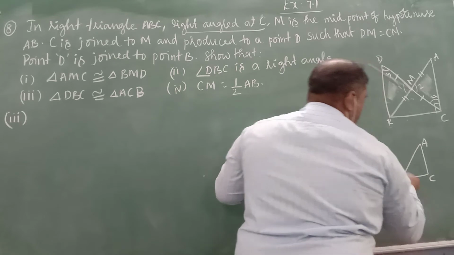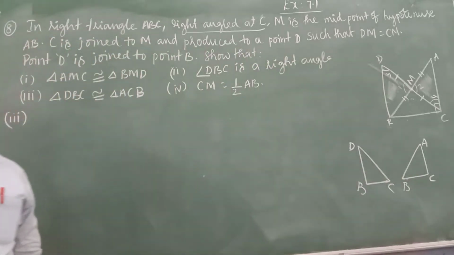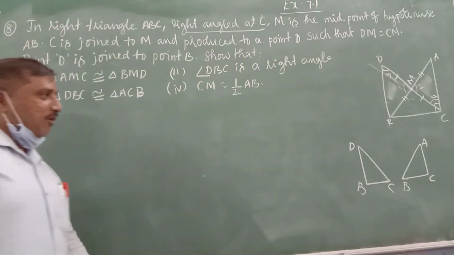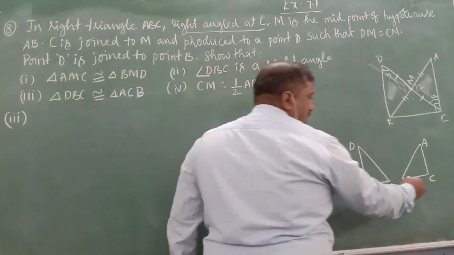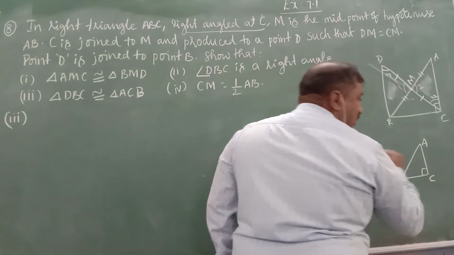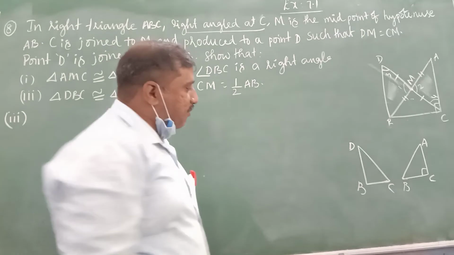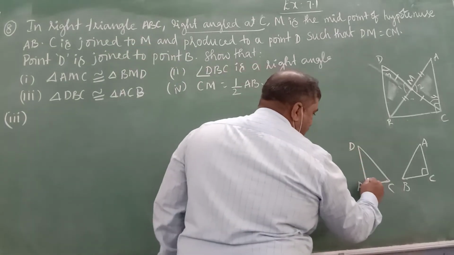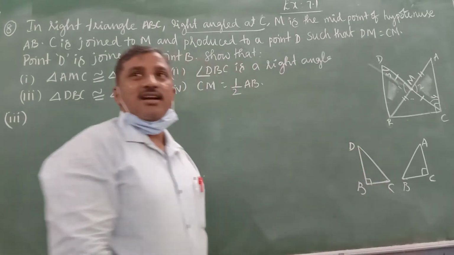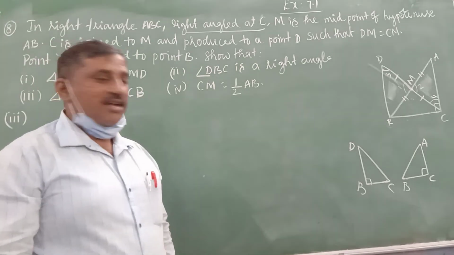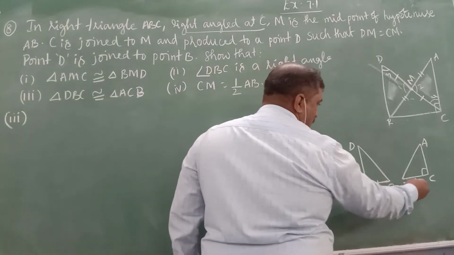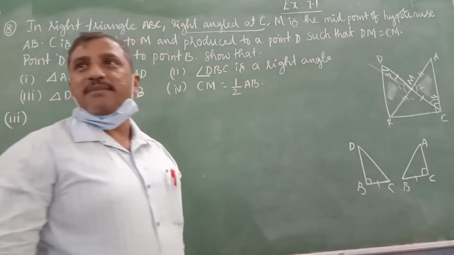We have to prove these two triangles are congruent triangles. Clear? So how can you prove that? Just now we have proved it. It is given that angle C is equal to 90 degrees, and we proved angle DBC is also 90 degrees. One angle is the same, equal. Then BC is equal to BC, both are the same side, a common side.